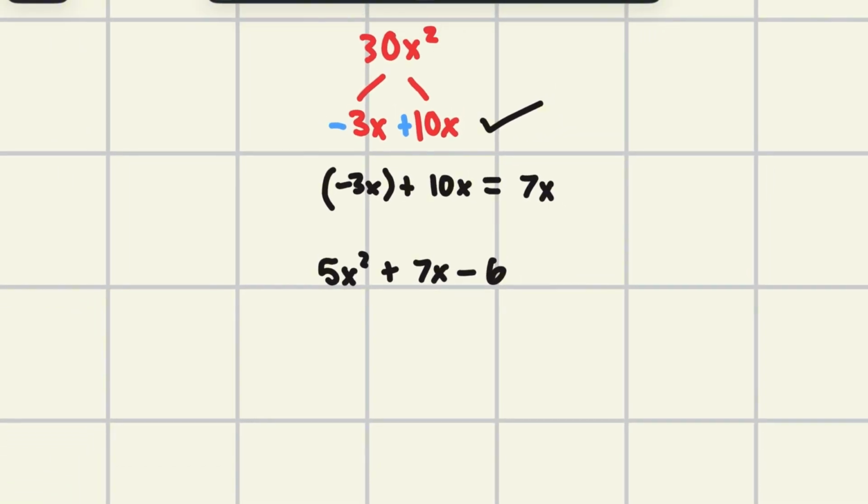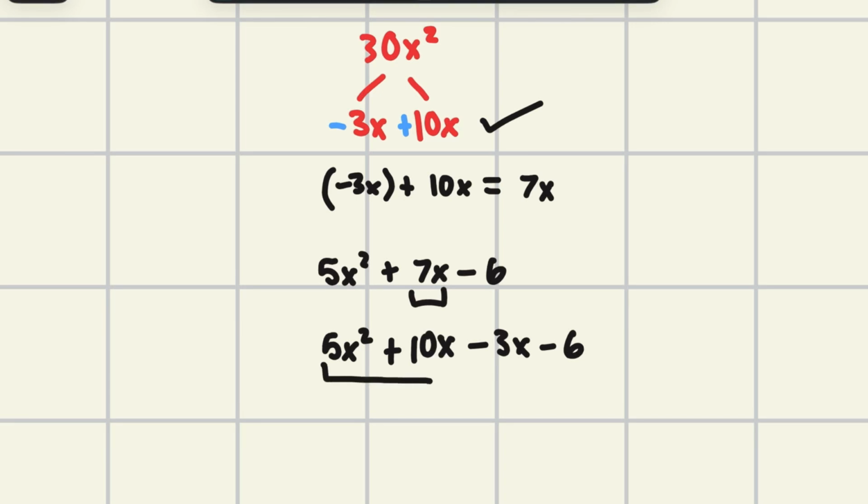Like the previous example, you are going to break this value down into your two new values: 5x squared plus 10x minus 3x minus 6. You can put these two in whatever order you'd like. You'll get the same answer. But I like to put the positive first and the negative second, or in some cases, I'll switch it around depending on what the values are.